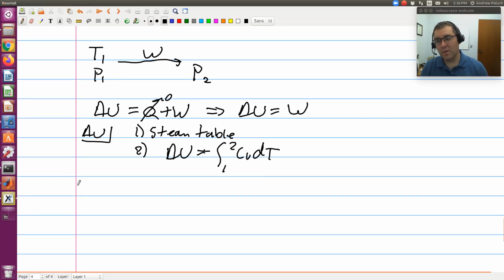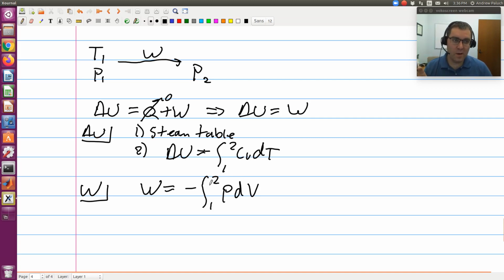I could look at W and think about boundary work just like we've done so far. If I think about PV boundary work, then W is the negative integral from initial to final state of P dV. My challenge though here is I can't compute this. It's a single component, single phase system, so I have 2 degrees of freedom. I could think of my intensive properties as being a function of 2 variables. So this process isn't done at constant temperature. It's not done at constant pressure, right?